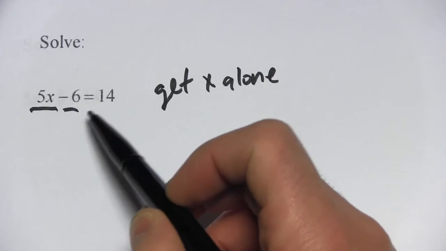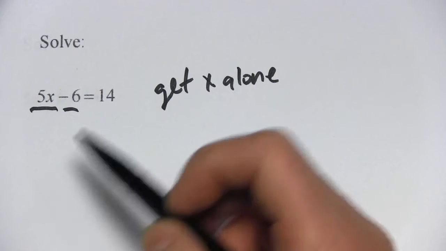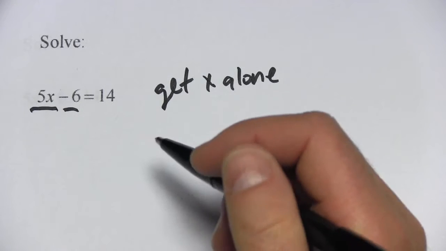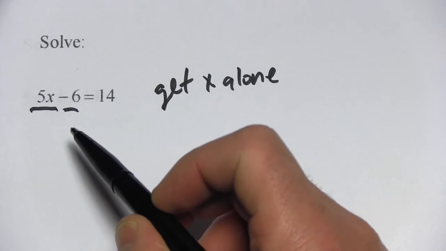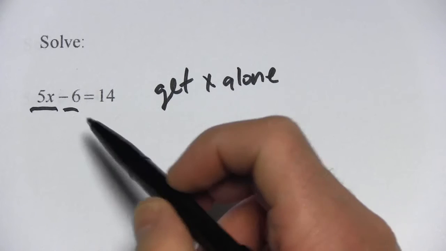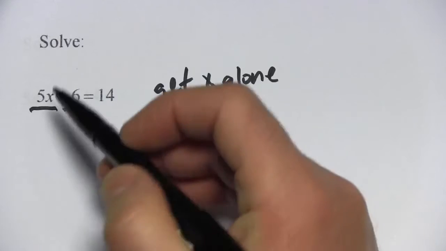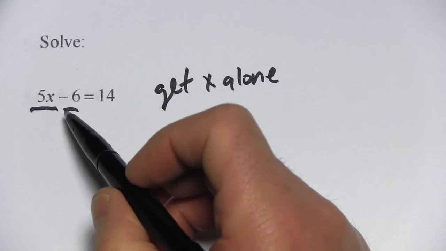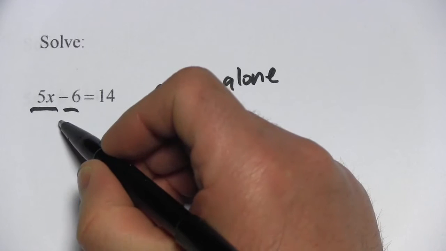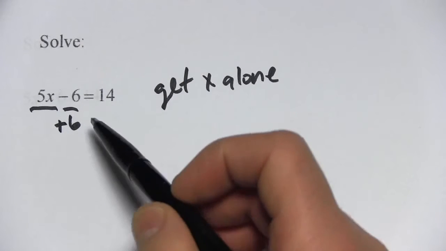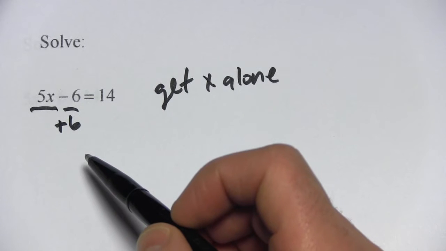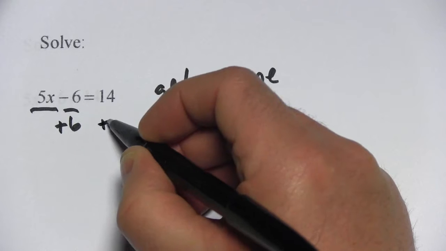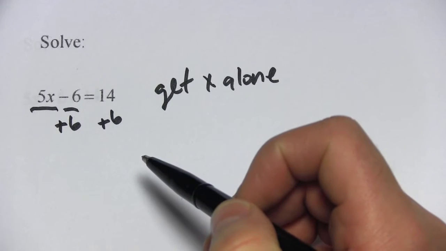Well, in algebra, if you have an equation, you're allowed to do anything you want to it. Add, subtract, multiply, divide, take square roots, as long as you do the same thing to both sides of the equation, both sides of the equal sign. So this is a -6. I want to do the opposite of that to make it go away. The opposite of a -6 is a +6. So I could say, I'm going to add 6 to this side of the equation. If I do that, I have to do the same thing on the other side of the equal sign. So I would add 6 over here.